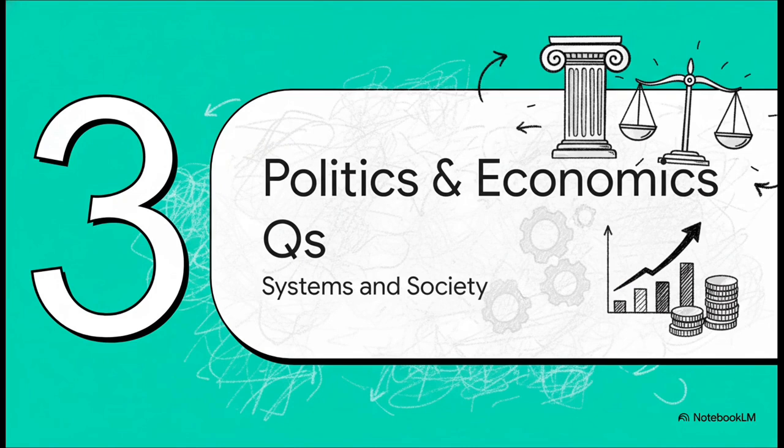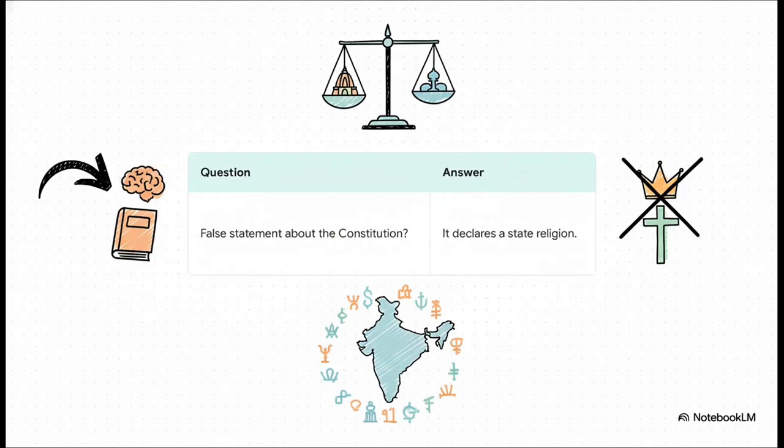Okay, so how do we all manage to live together? How do we organize ourselves as a society? Well, that brings us to our next 2 pillars, political science and economics. Let's take a look at how the exam tests your understanding of how our democracy and our economy actually work. Check this one out. The way this question is framed is pretty clever.